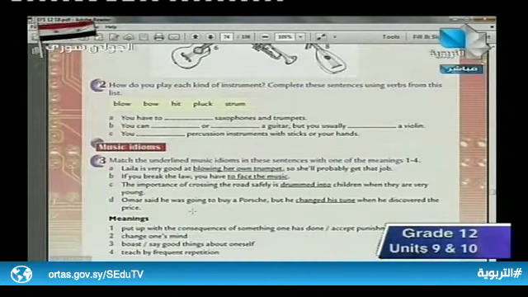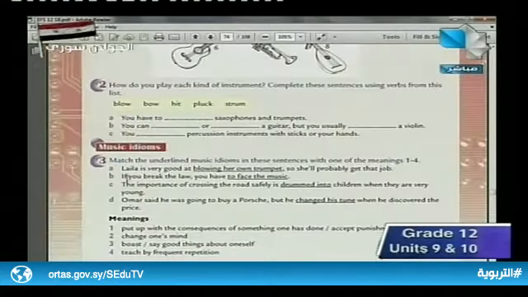So if someone is very good at saying good things about himself or herself, we can say he is very good at blowing his or her own trumpet. What about the next one, B? If you break the law, you have to face the music. You have to face the music.